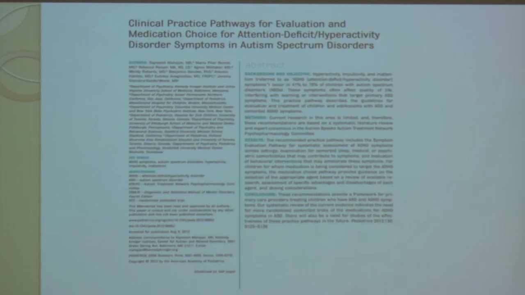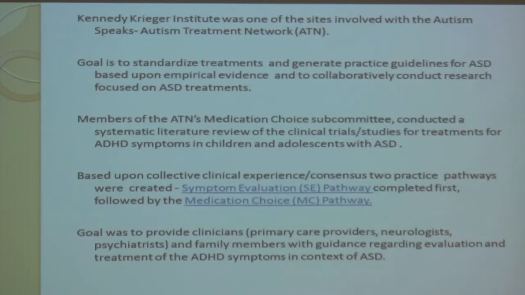So this is the article that was published in Pediatrics. It talks about all the background information that we had, and we did not have any kind of guidelines or practice pathways, and it was directed towards primary care physicians, psychiatrists, neurologists, clinicians who work with children who are on the autism spectrum and who may be prescribing medications for ADHD symptoms. And it was under the auspices of Autism Speaks, Autism Treatment Network.